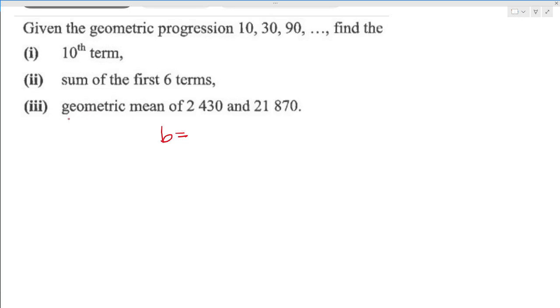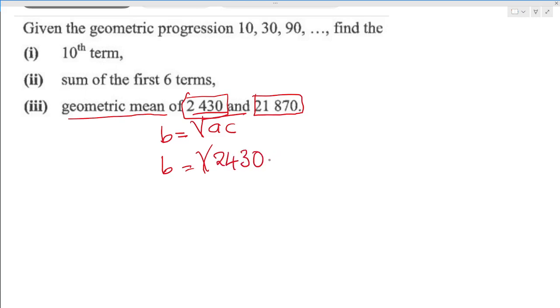Okay, so to find the geometric mean, we say the formula is square root of AC. Now, what is A and what is C? AC simply represents these 2 numbers they give you. That is all. Simply say B is equal to the square root of, here we have 22,430, times this other value, 21,870. This is a square root.